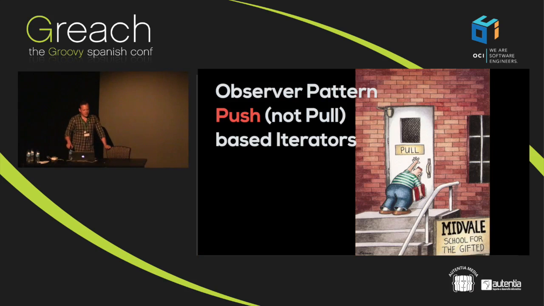It does this by making use of the observer pattern with push, not pull-based iterators. Now, what's the difference? A pull is like if you have an array and you ask for a particular item in the array. So you say, give me the item at index 6. That you're pulling it out. The observer pattern pushes data at the user, or at the consumer. So it says, here's a data item, here's another one, here's another one, etc.